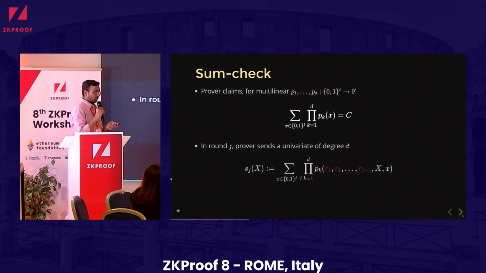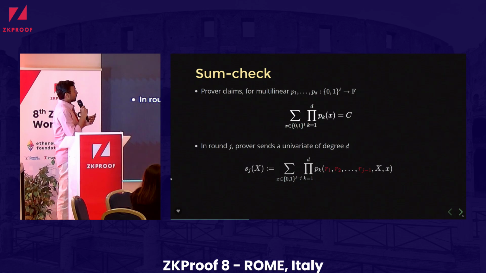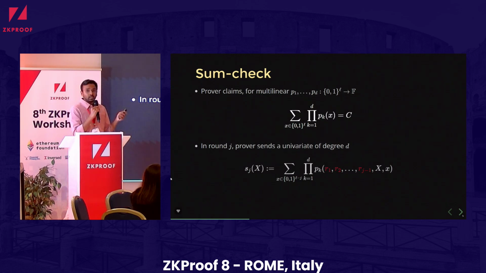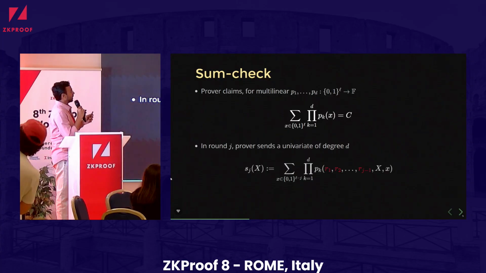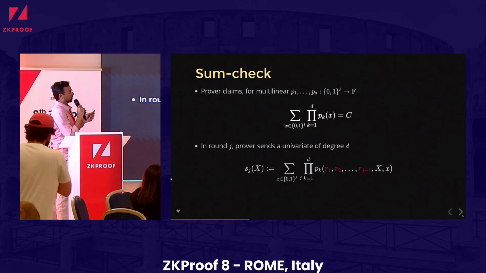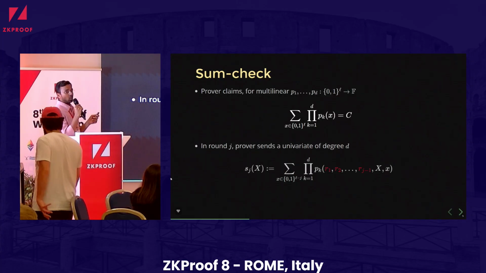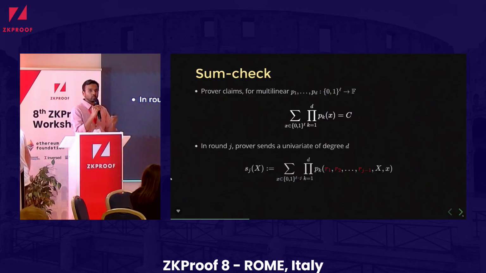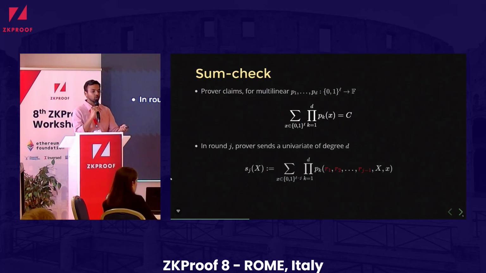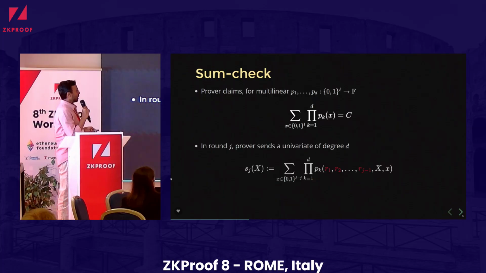Okay. So I think Anubhav already talked about a basic primer on sum check, so I'll not go into a lot of details. But basically in sum check, what we try to do is we prove that the sum of a product of multilinear polynomials is equal to some C.